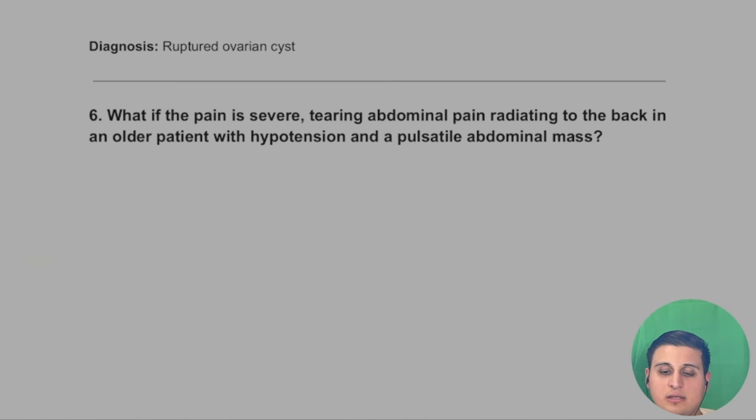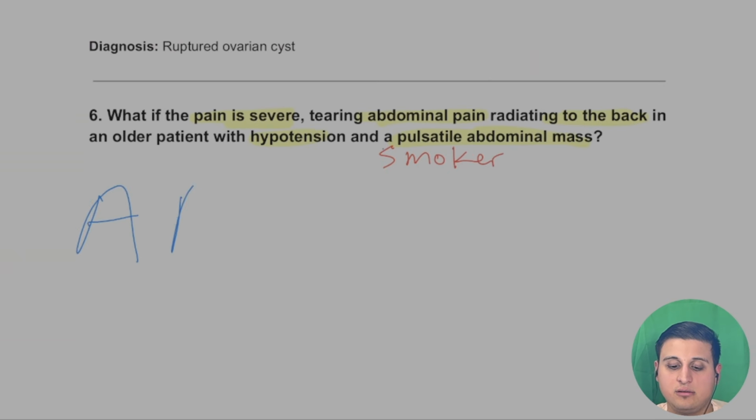All right. Now let's see. We have the pain that's severe. It's a tearing abdominal pain radiating to the back in an older patient with hypotension and a pulsatile abdominal mass. Maybe they were a smoker on top of that, right? Now we're worried that this patient might have a ruptured AAA, an abdominal aortic aneurysm, right?